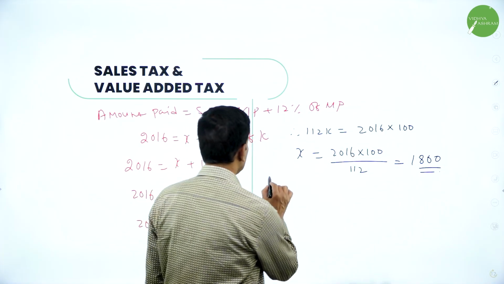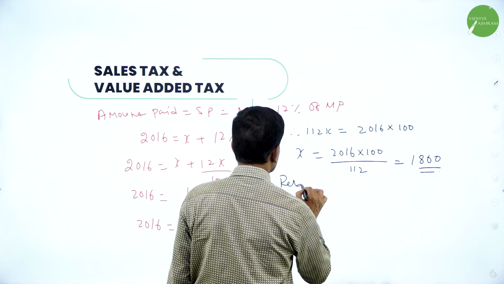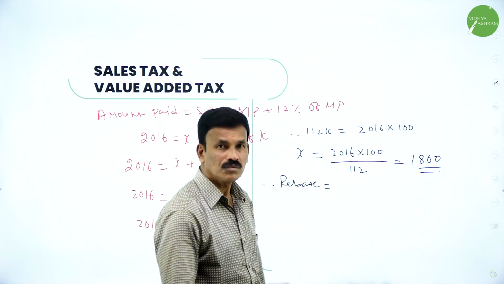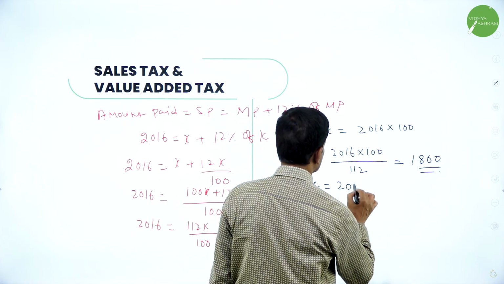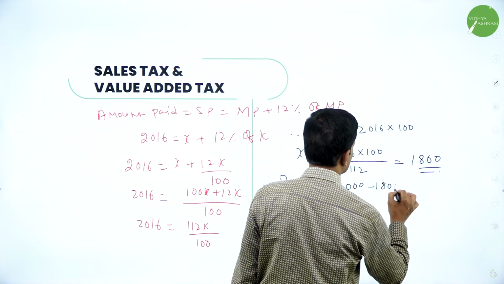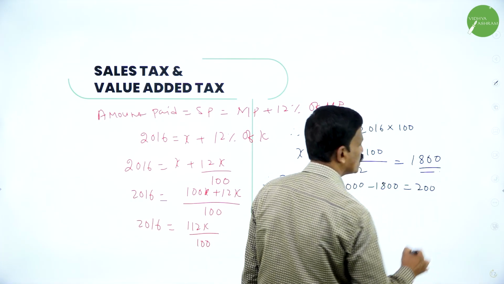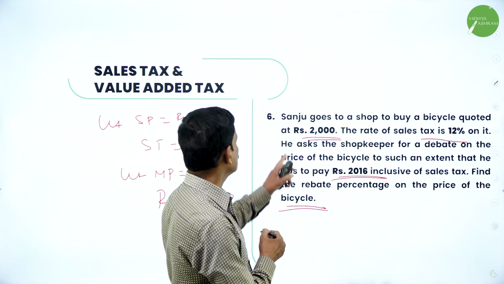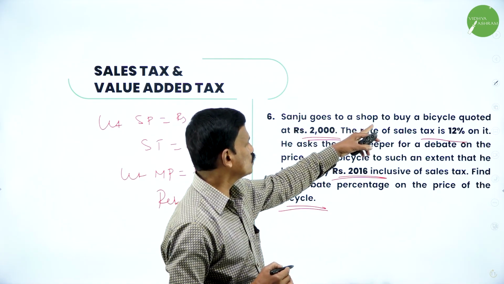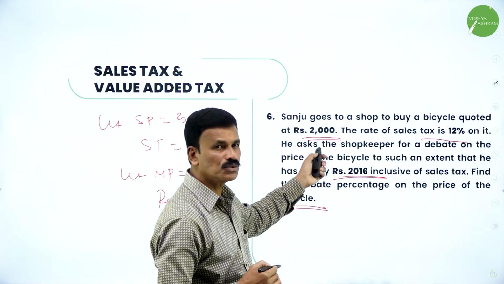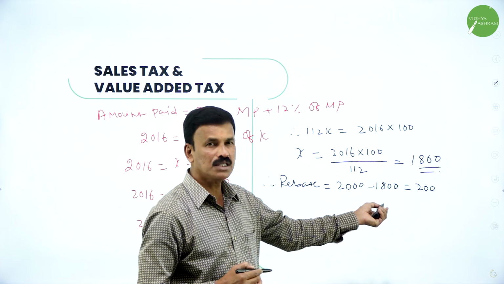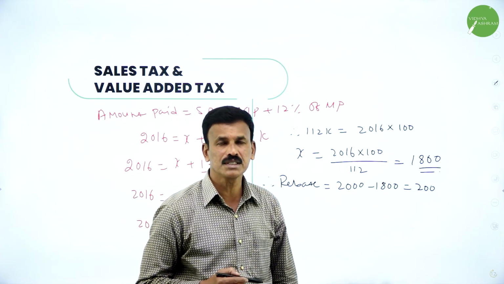So therefore the rebate is equal to the original cost, 2000, minus 1800, that's equal to 200. That is the rebate. Because what is the original cost? Sanju goes to the shop to buy a bicycle, quoted value is 2000. So 2000 minus 1800 is 200, the rebate.